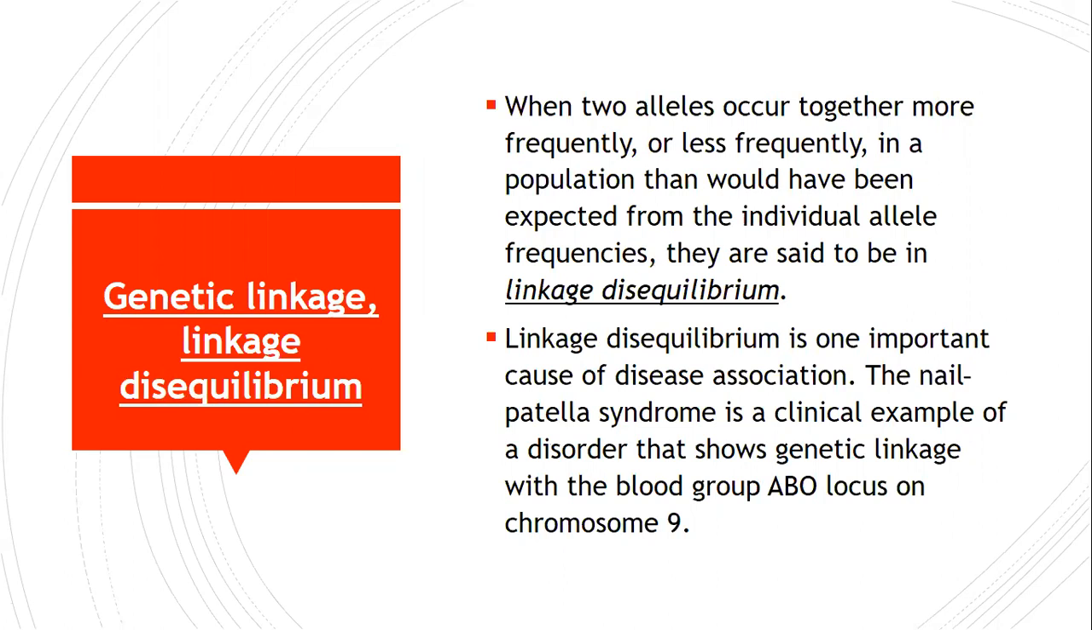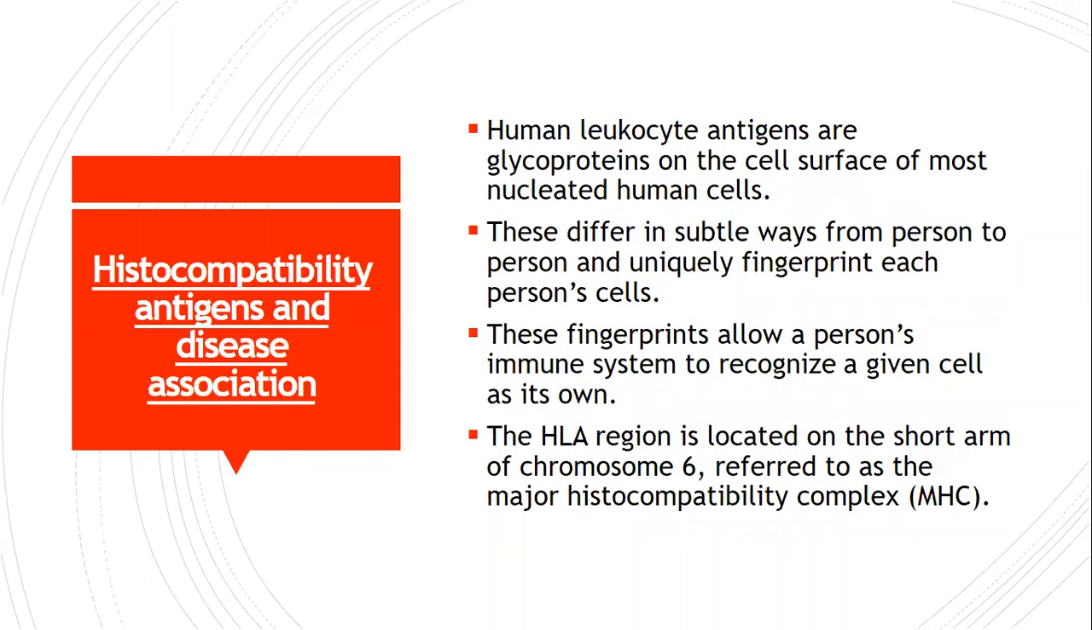For example, Nail-Patella syndrome is a clinical example of a disorder that shows a genetic linkage to the blood group ABO locus on chromosome 9. So the two loci are so closely related that in every generation, these two will be linked together, and this is linkage disequilibrium.